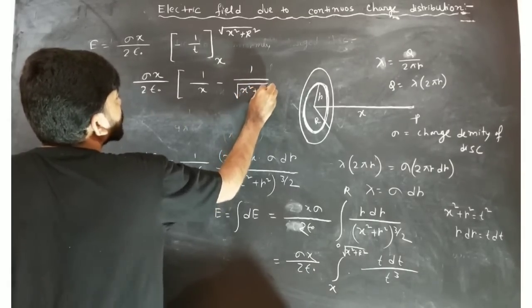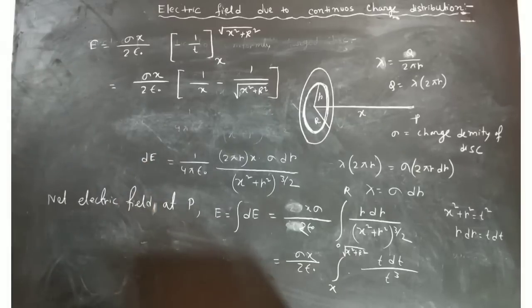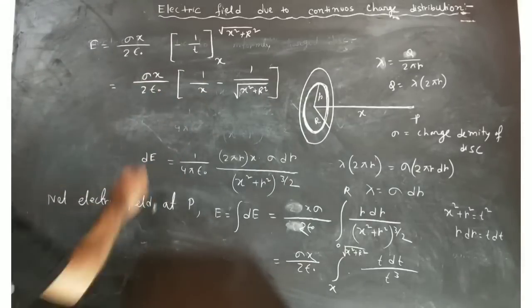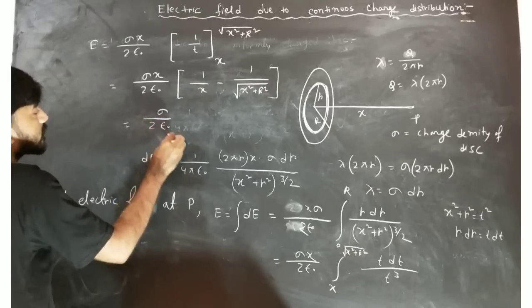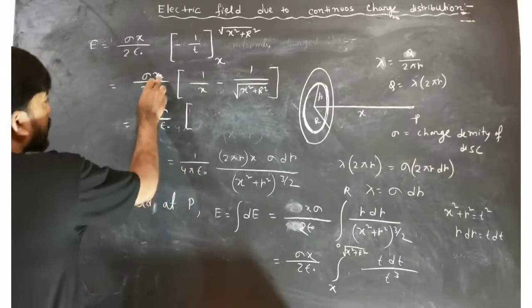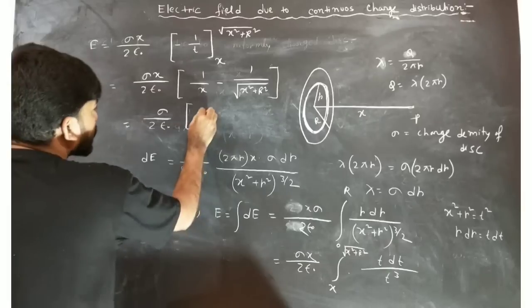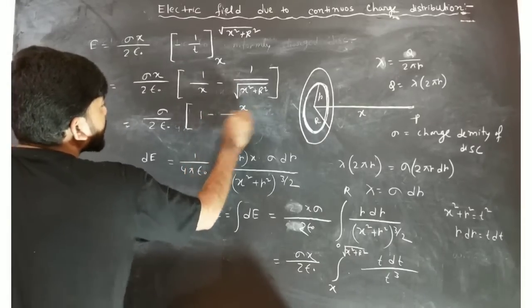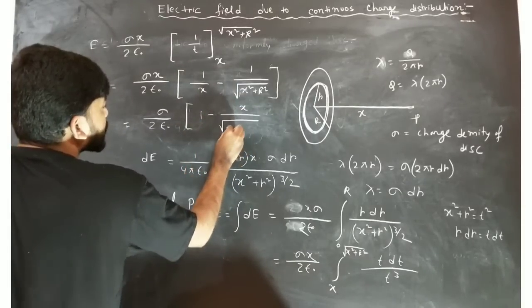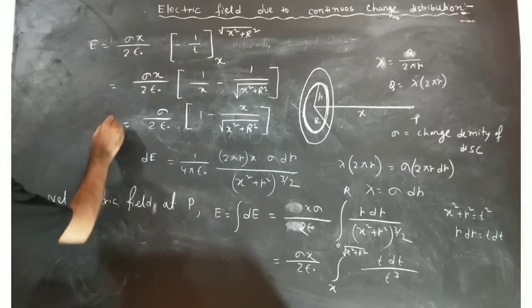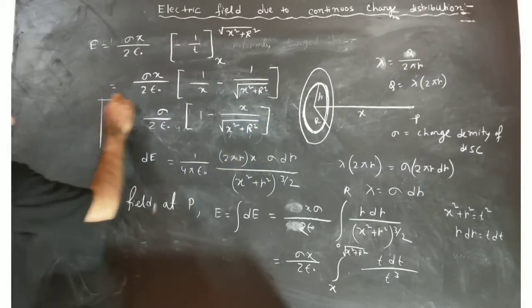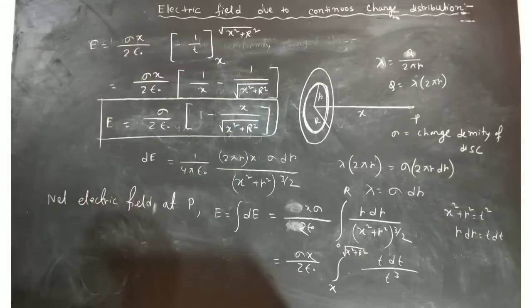Now if you want, you can take this x inside, so you will get a very good expression, that is sigma upon 2 epsilon naught into, if you multiply x here, 1 minus x divided by root x square plus r square. So this will be your final expression of the electric field at axial point x for the disc.